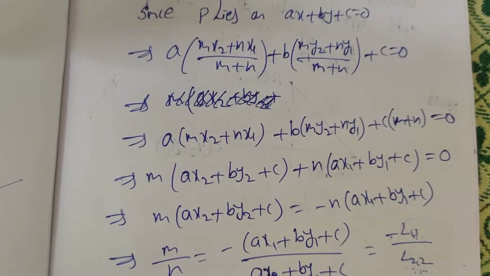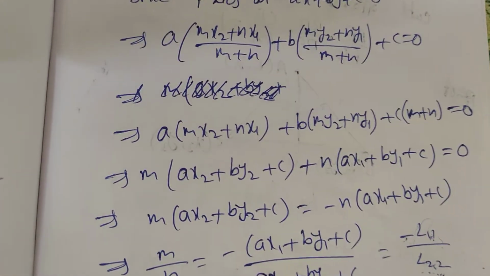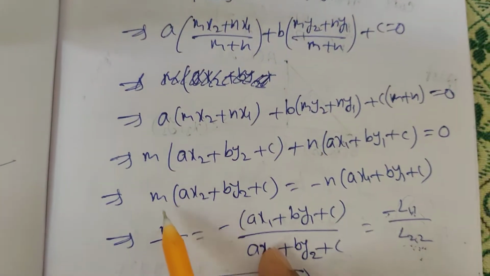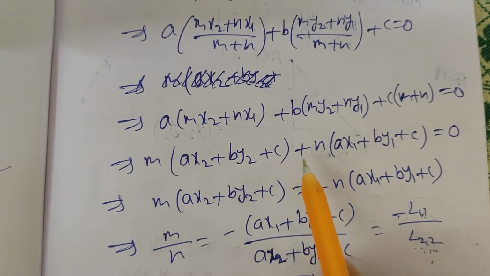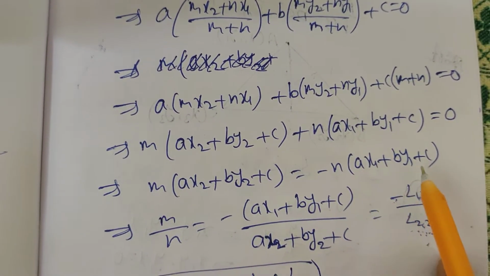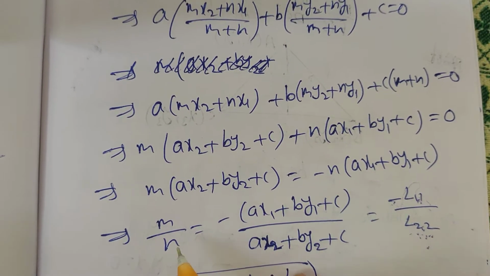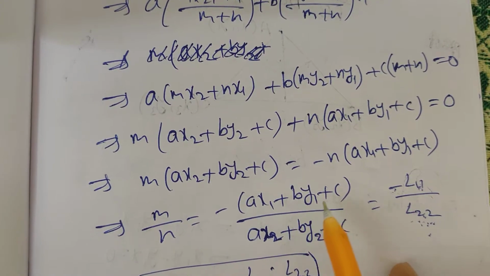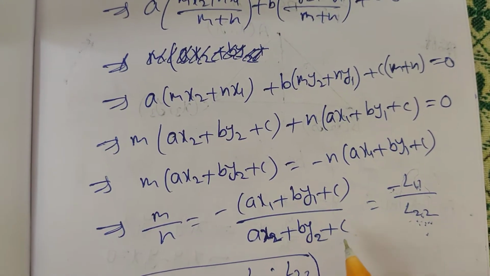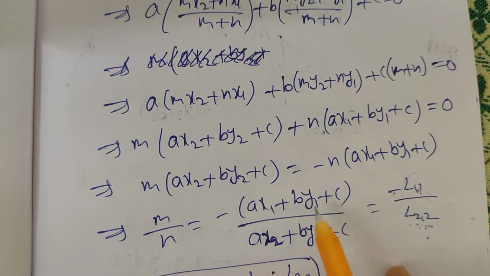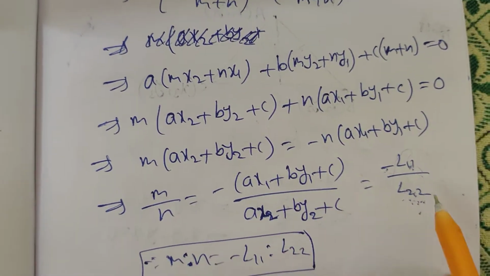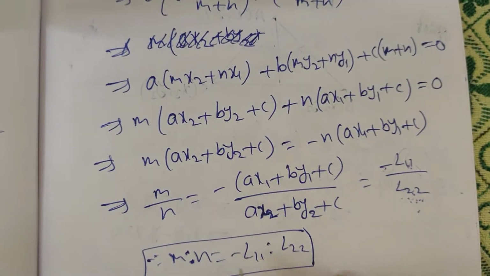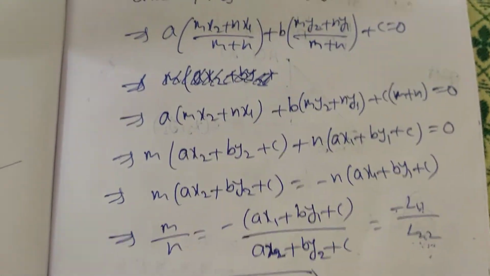To get m by n, separate the m term on one side and the n term on the other side. So m into (ax2 plus by2 plus c) is equal to minus of n into (ax1 plus by1 plus c). Transpose n to this side and this factor to the other side. Then we have m by n is equal to minus of (ax1 plus by1 plus c) by (ax2 plus by2 plus c). This denotation is nothing but minus L11, and this denotation is nothing but L22. So totally m is to n is equal to minus L11 is to L22.